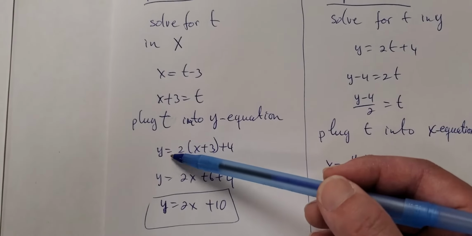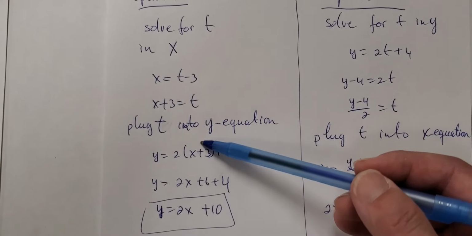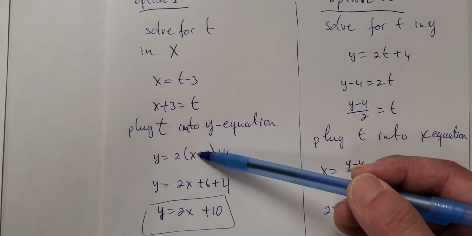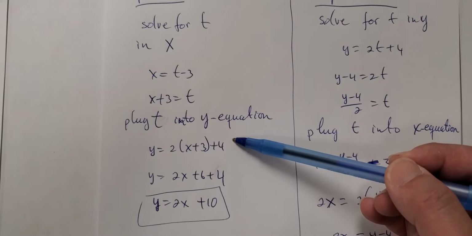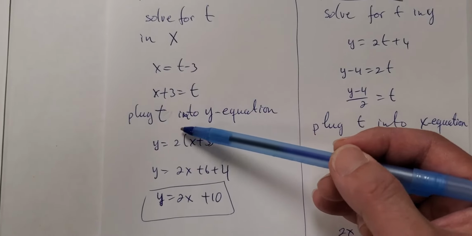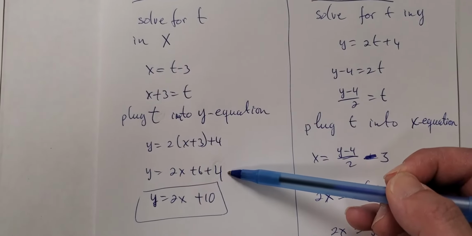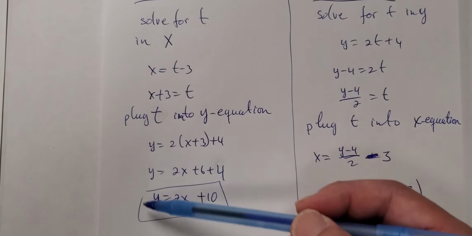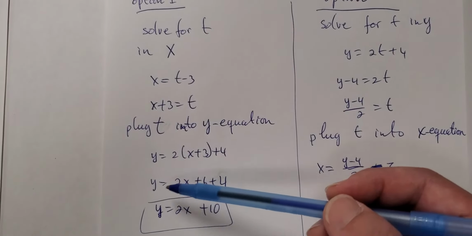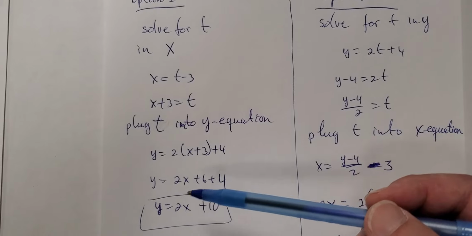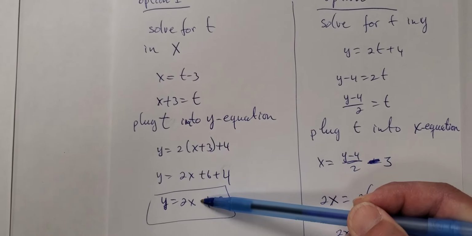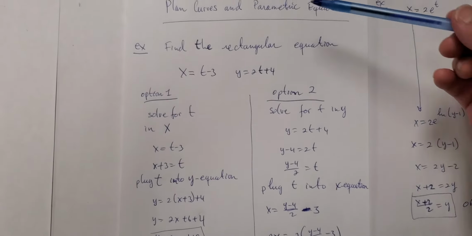So here's my y, 2. Remember, this was t. So plug t in, which is x plus 3, plus 4. Do your algebra. 2 times x is 2x. 2 times 3 is 6. Don't forget the 4. 6 plus 4 is 10. And whatever you need to combine like terms, reduce it if you can. This is the equation.